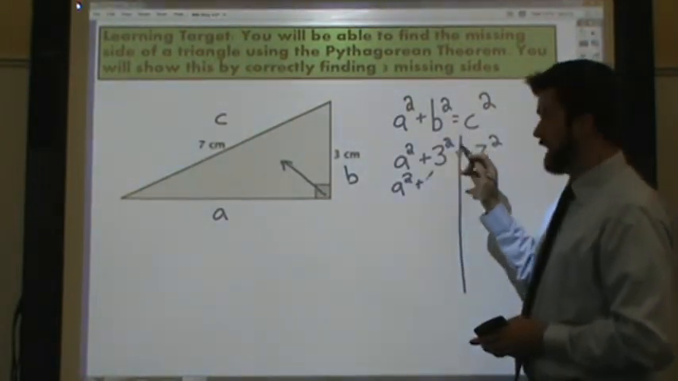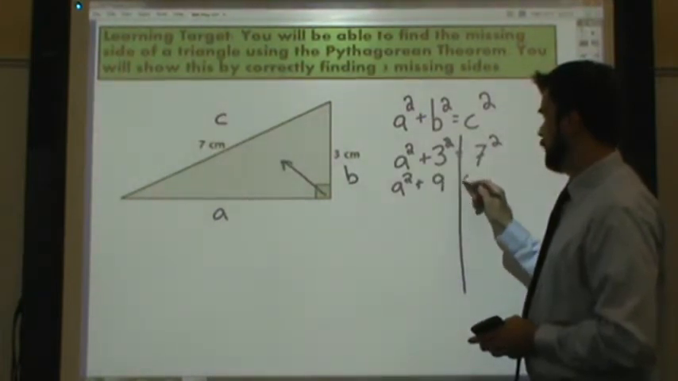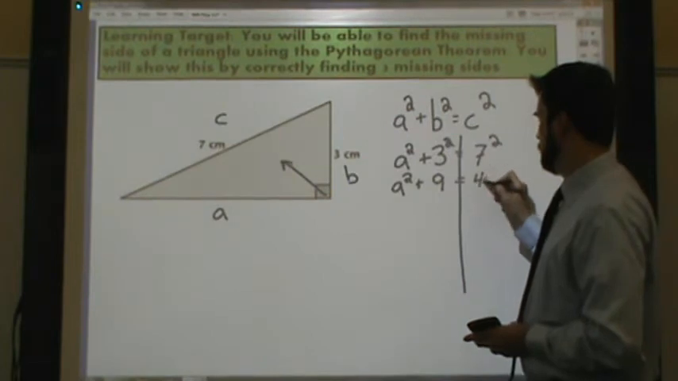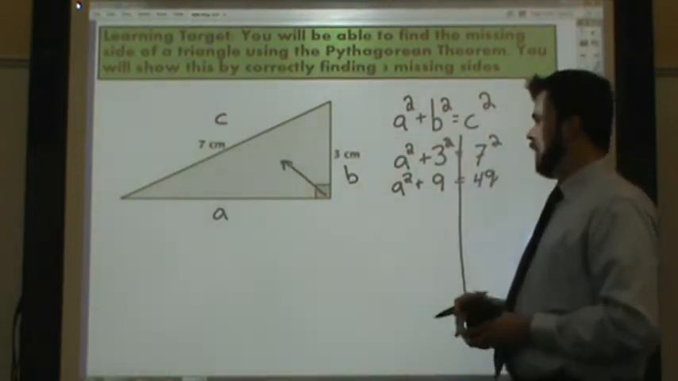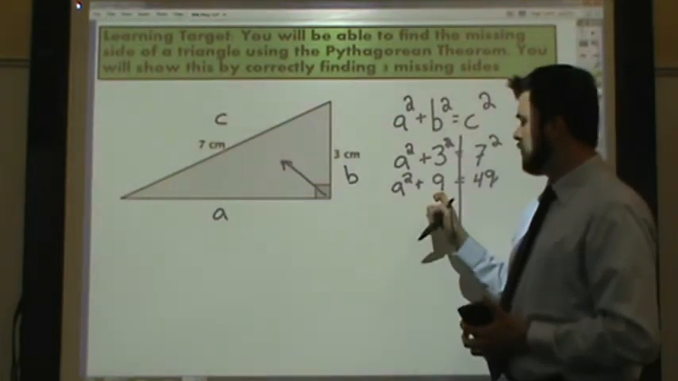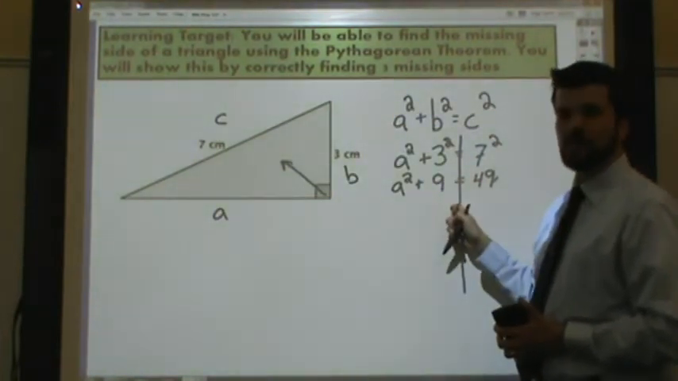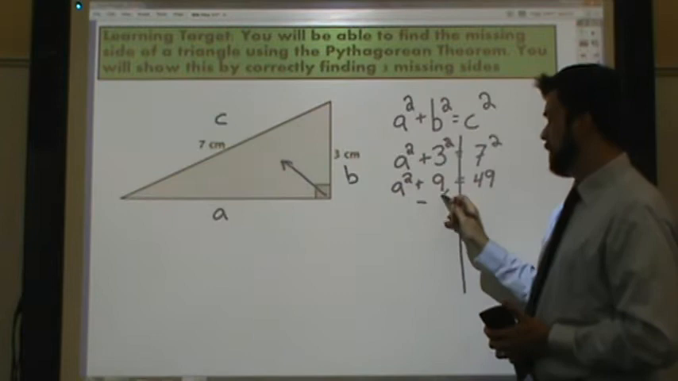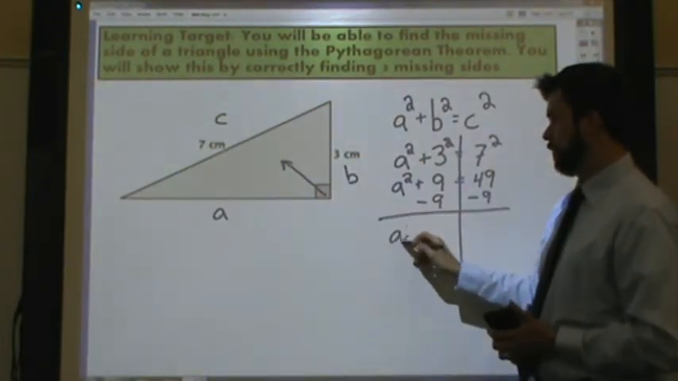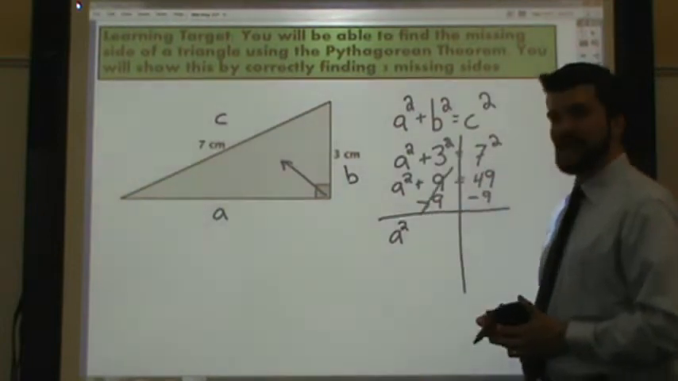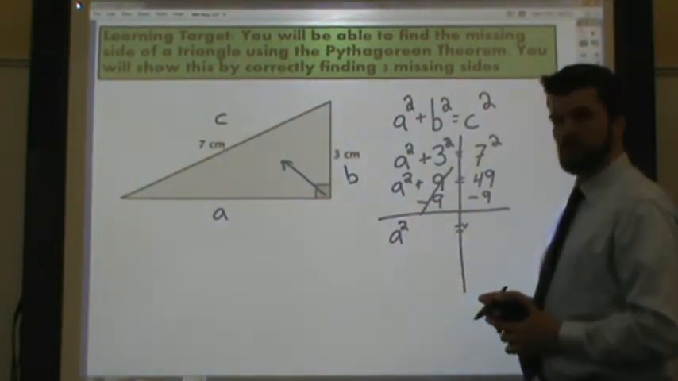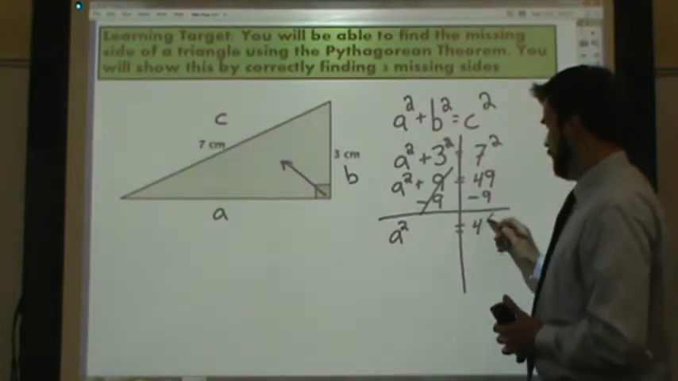3 squared, or 3 times 3, is 9. 7 squared, 7 times 7, is 49. Okay, my goal is to get the letter by itself, the variable by itself. So I want to do the opposite of this plus 9 to remove it. So the opposite of plus 9 would be minusing 9 on both sides. 9 minus 9 is gone. 49 minus 9 is 40.